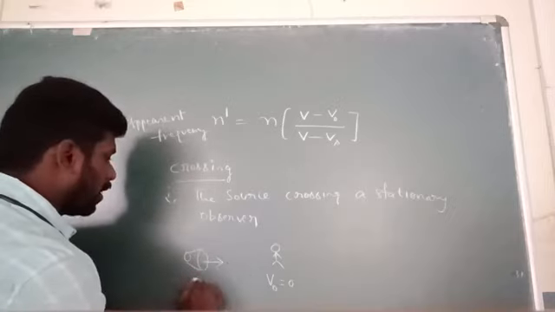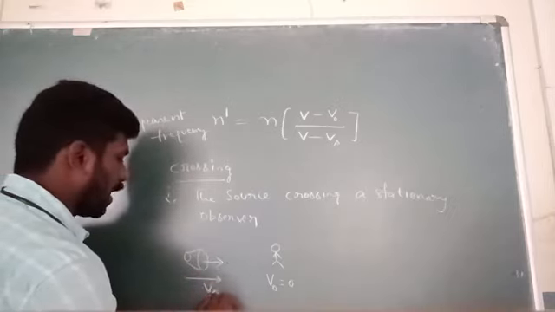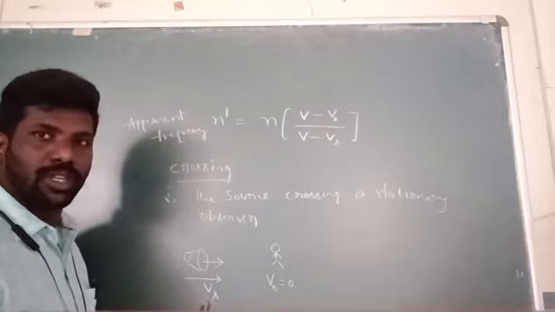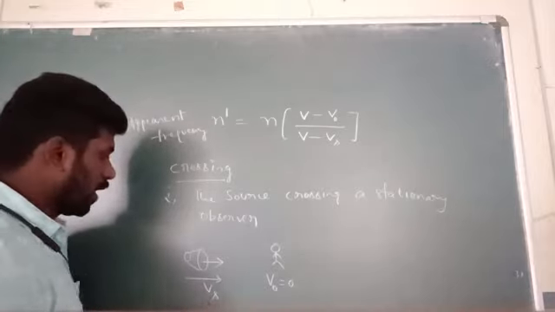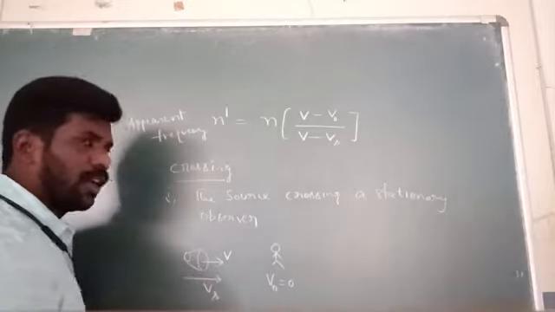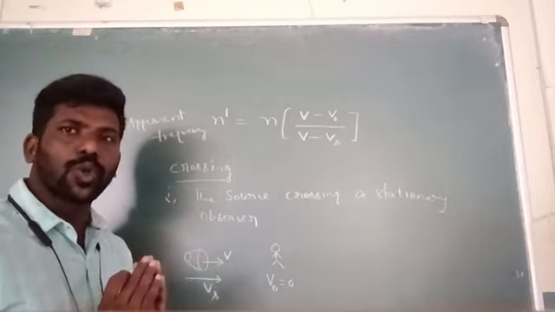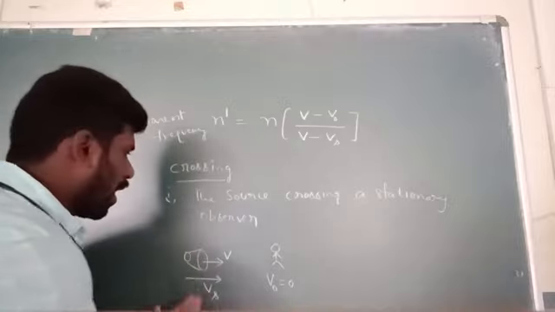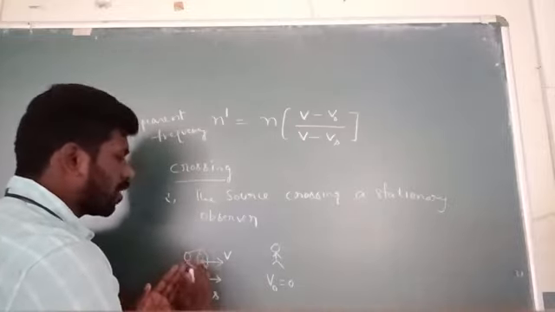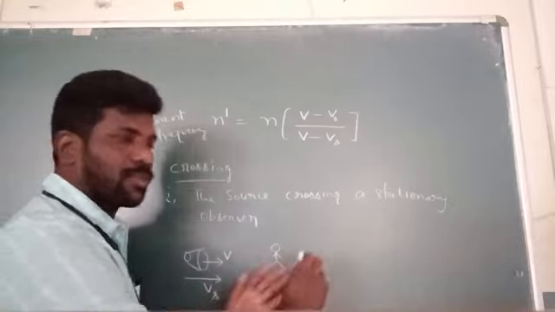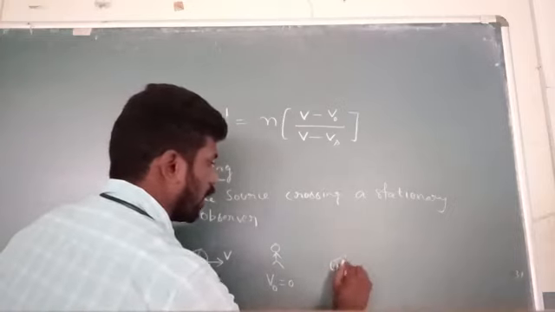This is the direction of Vs, that means the velocity of source. This is the velocity of sound. We know the velocity of sound is taken from source to observer. After some time, the source crosses the observer and moves like this.